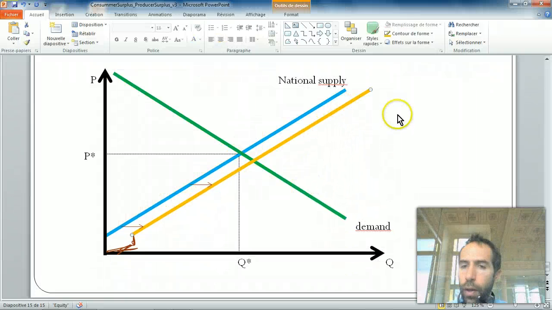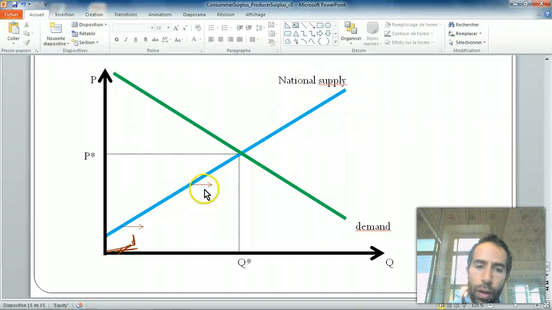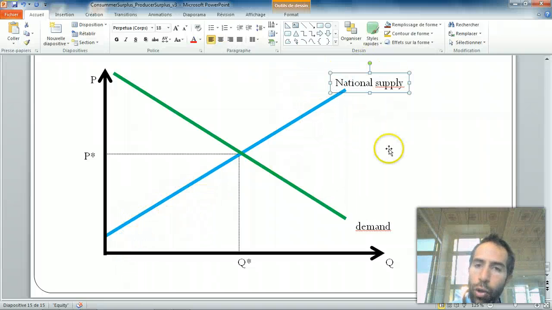Now, the last three questions are a bit different. I don't ask you to compute anything, but I'm asking you to draw. So the first thing I'm asking you to draw is the impact of a price floor. So what does it mean, a price floor? It means a price below which you're not allowed to sell. You don't have the right to sell below that price.